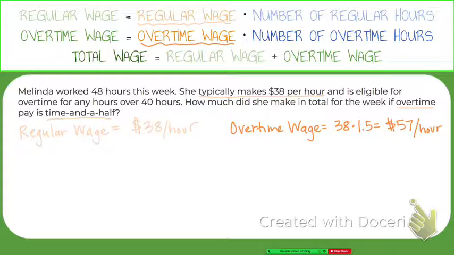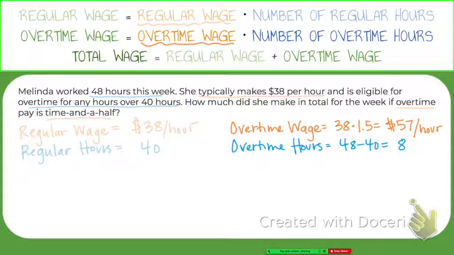Now let's think about how many regular hours she worked and how many overtime hours she worked. It says that she worked a total of 48 hours this week. The overtime hours are any hours over 40 hours. So the first 40 hours, those are her regular hours. Anything over that, so in this case, the next 8 hours, those are considered her overtime hours.